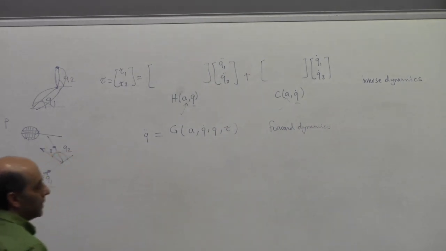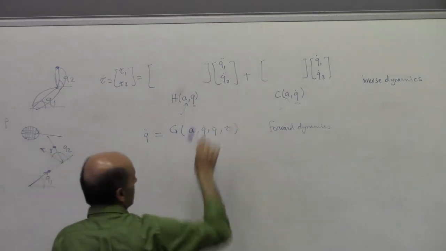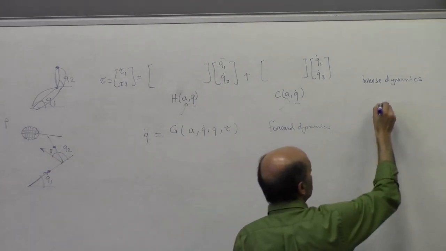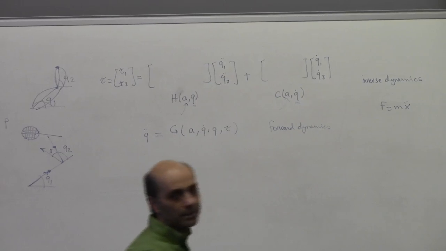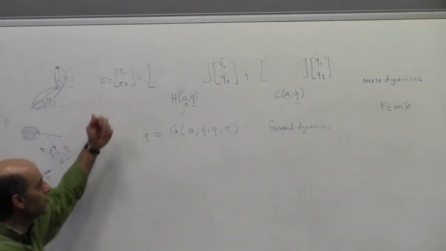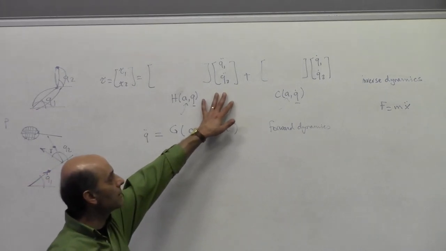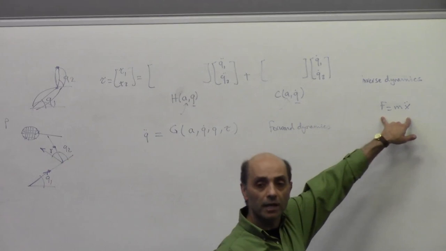And in the way we've been writing equations of motion, things like this, these are forward dynamics equations. This is called inverse dynamics. So F is equal to ma, F is equal to m times x double dot, this is inverse dynamics. And when I wrote this equation, torque is equal to some function of angular accelerations plus some function of angular velocities. This is what I'm writing, F is equal to ma.